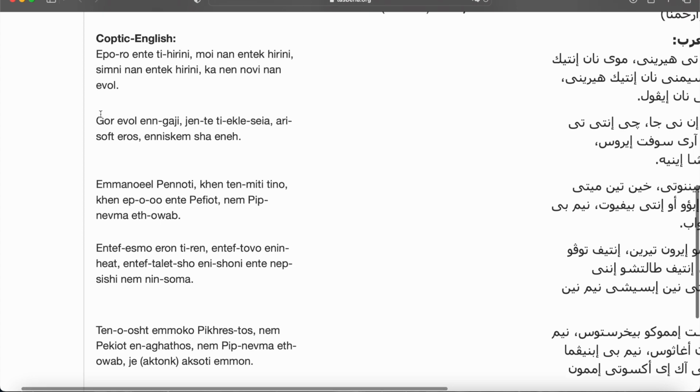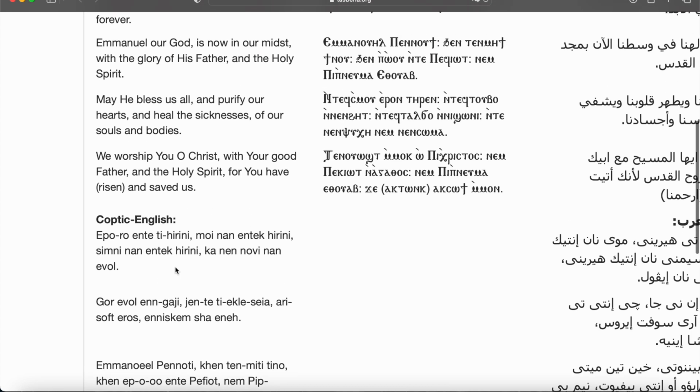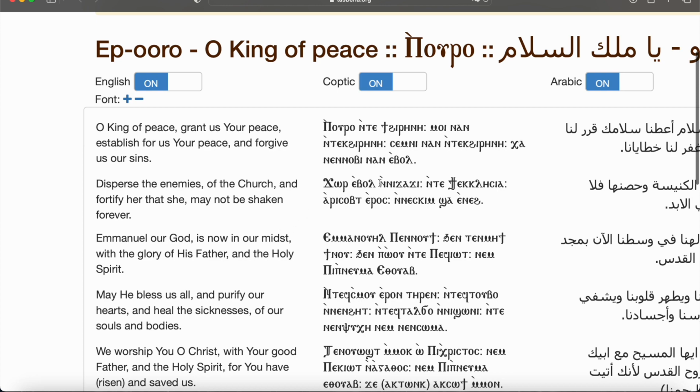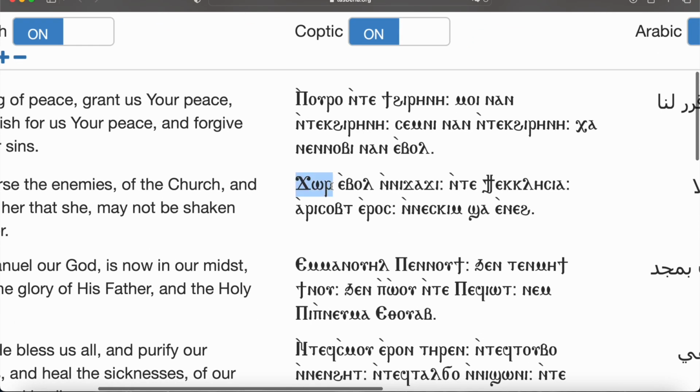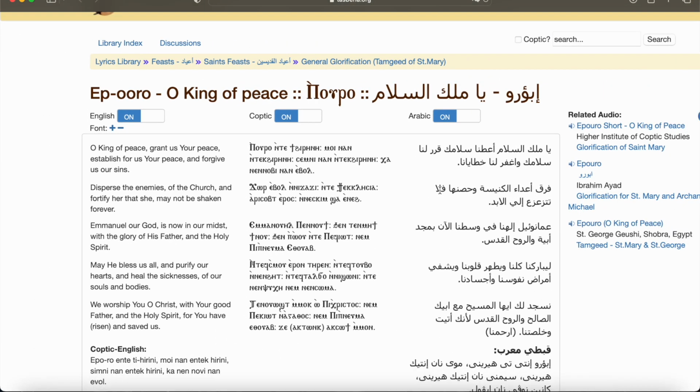pronunciation. So, like with Ganga, if we go over to where this corresponds to Gori Vol in Gaji, or in Ni Gaji over here, we can see Gor, right? So it's properly saying the hard G, Evol, right? Here's Vita followed by O, so that's a V sound. So Gor, Evol, in, right? It's leading into it. In, Ni, then Gaji, right? So the Coptic English will definitely help.